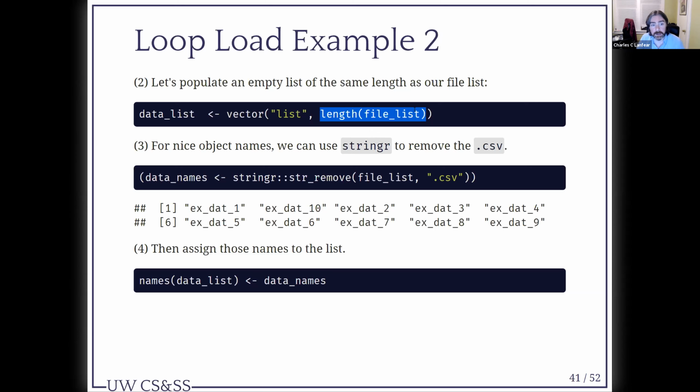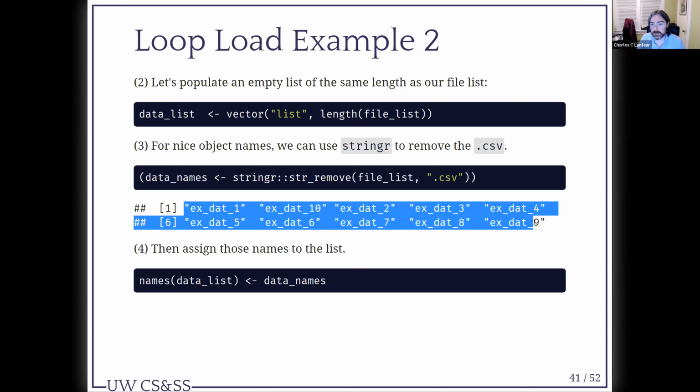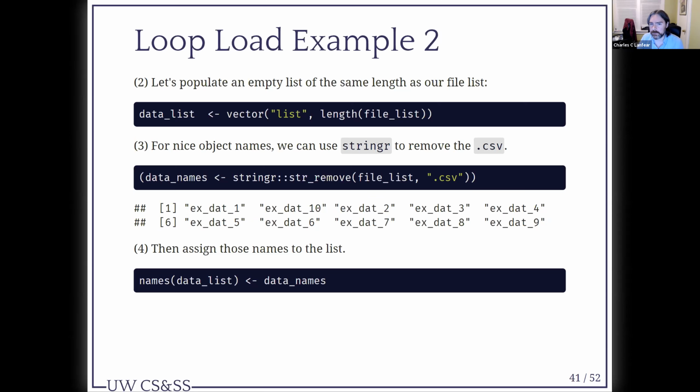Okay. To give it nice names, I use stringr to remove the .csv from their file names. So let's name them. The data names are going to be the stringr package's str_remove applied to that list of files, removing the .csv. I assign those names in, and now the data list's names are exactly the same as the file names, but with .csv cut off, just because I didn't like the way it looked. Okay, we're going to use functions like stringr's str_remove and a bunch more in 2 weeks.